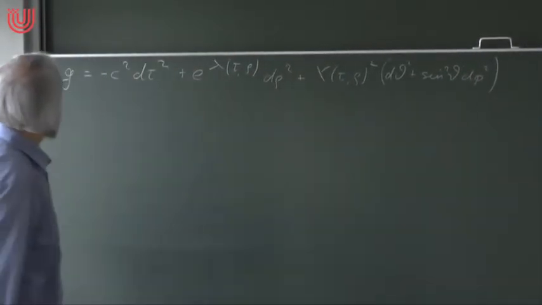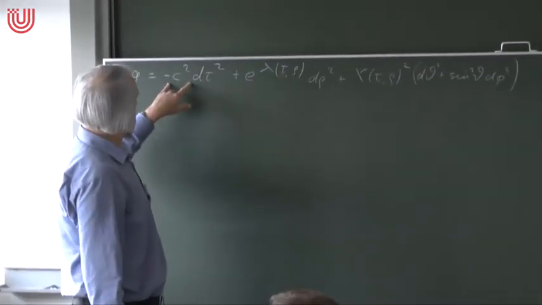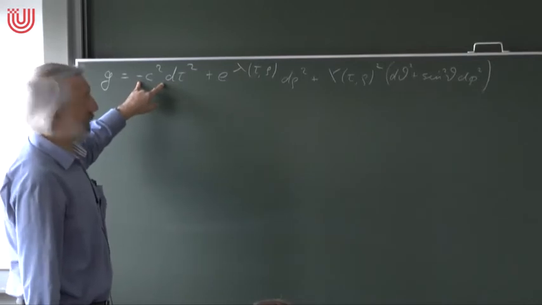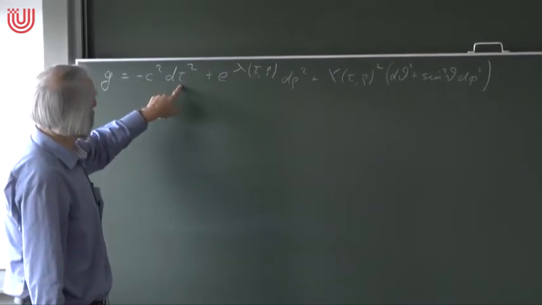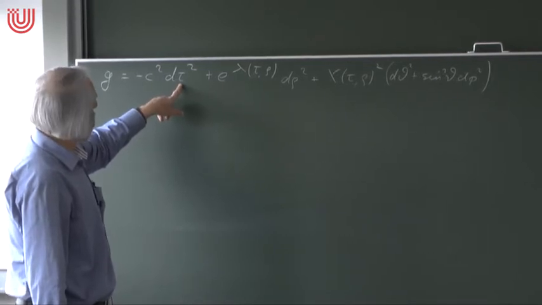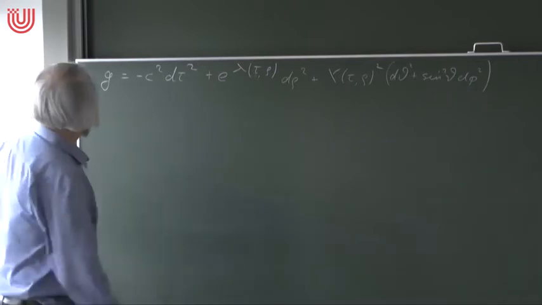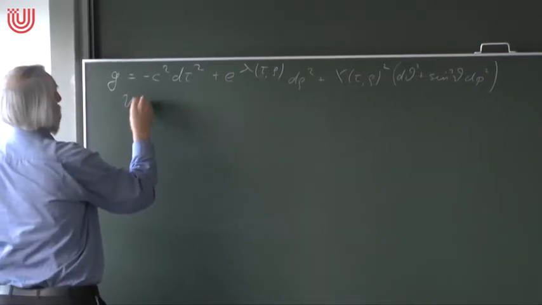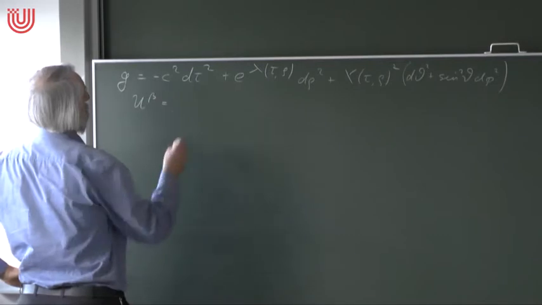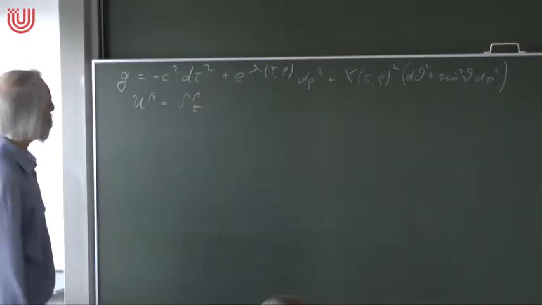That was the metric. So the essential thing was that we could make this factor equal to minus c squared, so that this coordinate is actually proper time along the tau lines. And the tau lines were chosen such that the dust is moving in this direction. So our four-velocity of the dust was just delta beta tau.